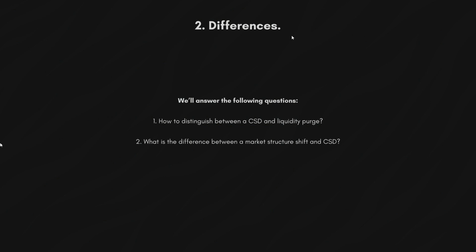Next up, we will be differentiating between different ideas and concepts, how they differ from each other, what the discrepancies between them are, what leads to those differences, and what the significance of being aware of these differences is. In the next few slides, we will answer the following questions: how to distinguish between a valid CSD, or a valid change in the state of delivery, and a liquidity purge, and what is the difference between a regular market structure shift and a CSD.